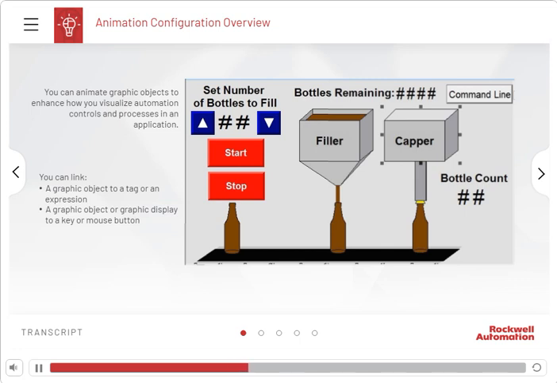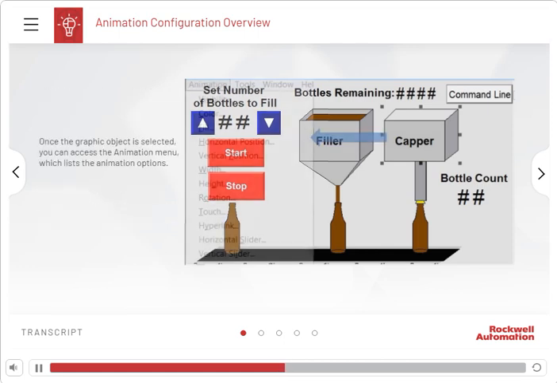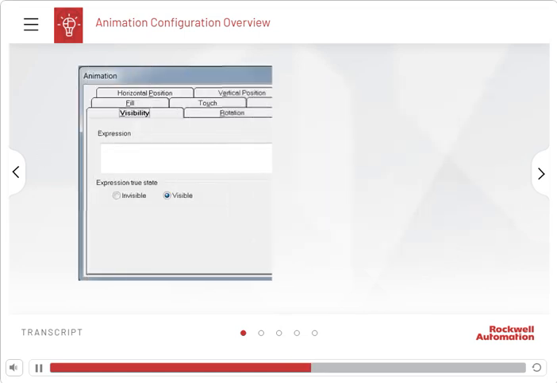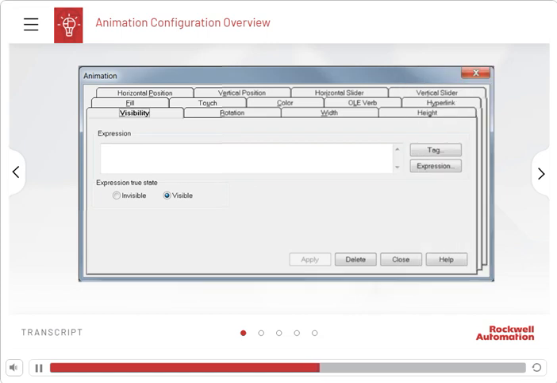In the Graphics Editor, use the Animation dialog box to apply animation to the selected object or group of objects. Once the graphic object is selected, you can access the Animation menu, which lists the animation options. The Animation dialog box contains tabs for configuring all of the animation types. The tabbed Animation dialog box allows a user to assign multiple animations to the same graphic object.